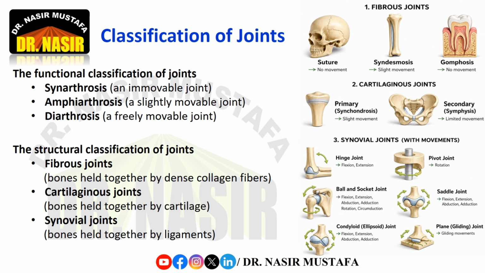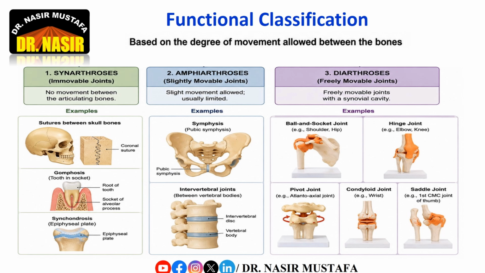This table summarizes the functional classification of joints, based on how much movement they allow. Synarthrosis joints are immovable, such as the sutures of the skull. Amphiarthrosis joints allow slight movement, like the intervertebral discs and pubic symphysis. Diarthrosis joints are freely movable, and include most of our limb joints, such as the shoulder and hip.